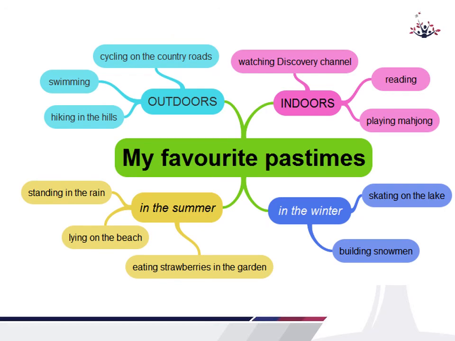And here's an example of one that I've done for you. So my favourite pastimes, my hobbies in the middle. I've got my branches, outdoors, indoors, in the winter, in the summer, and then I've got the leaves. What are those activities that I might be doing? So swimming, hiking, reading, building a snowman, lying on the beach. It's really key that you use your mind map so that it is highlighting to you the important pieces of information that you need to retain.